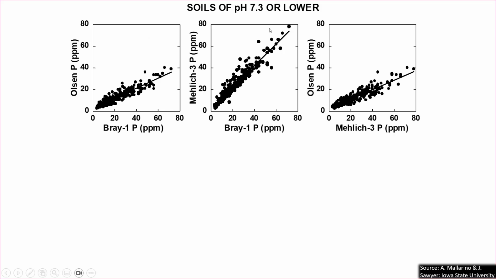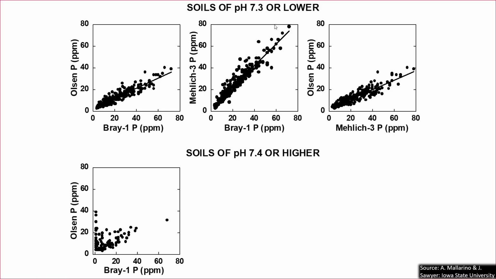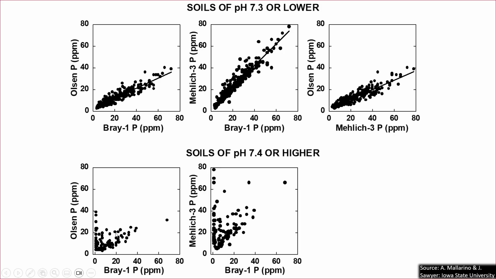However, when we get to soil pH of 7.4 or higher, we see what we saw in the last one. There really isn't a very good line. We have a bunch of points that go straight up. We have one that's over here. There's a little bit of relationship, but it's a much weaker relationship. Now, if we look at Mehlich versus Bray, it's even worse.